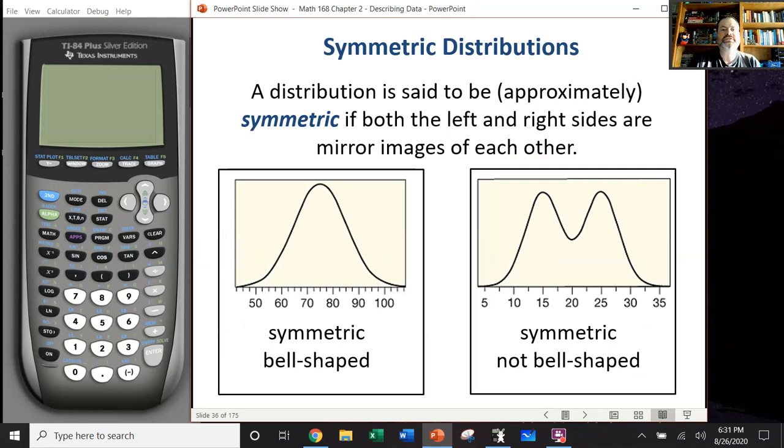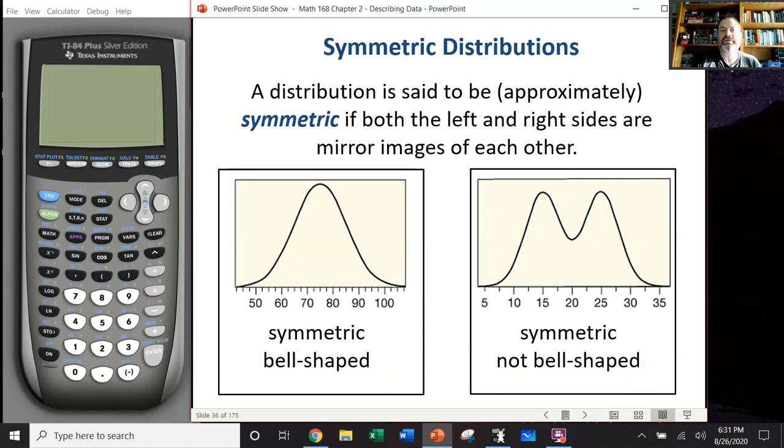So if a distribution is symmetric, it just means the left and right sides are mirror images of each other. So here, this is symmetric, because if you draw a line right down the middle, you can fold it in half and the edges will match up, right? It's a mirror image. Same thing here, right? If we draw a line down the middle and fold it up, left and right sides are mirror images. So these are both symmetric, but this one looks like a bell, so we say it's bell-shaped. This one doesn't look like a bell, so we say it's not bell-shaped.